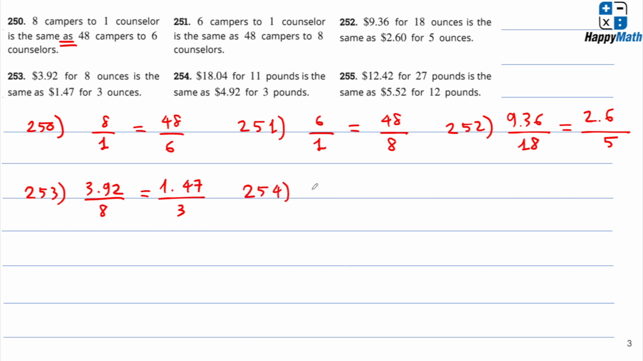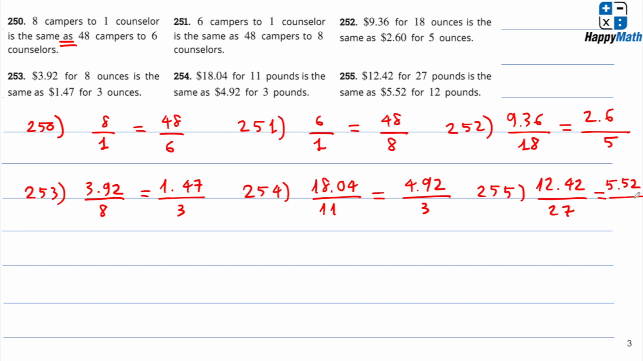254, 18.04 over 11 will be equal to 4.92 over 3. And the last one, 255, 12.42 over 27 will be 5.52 over 12. Yes, okay, so we finish this one, converting from word problems to proportions.